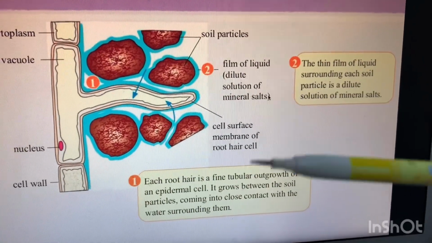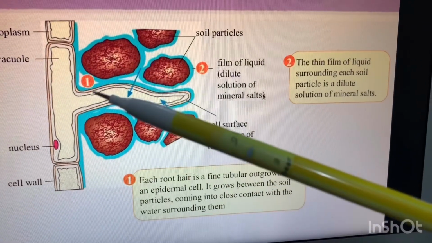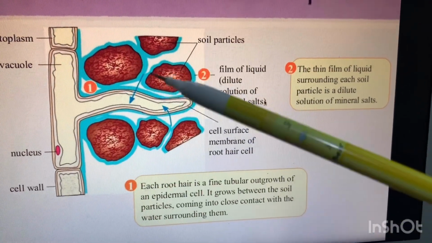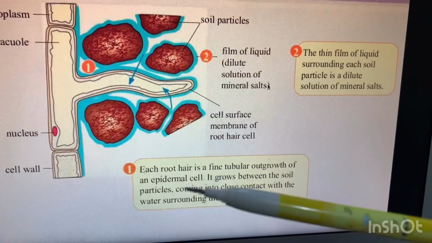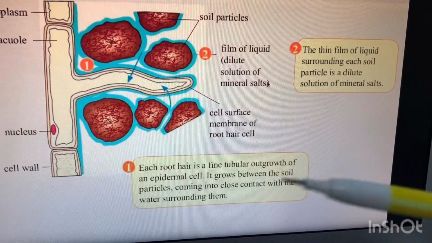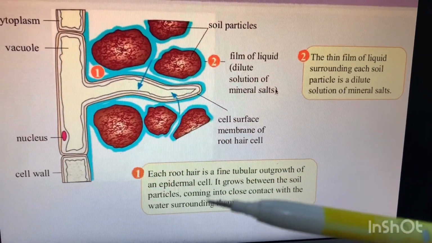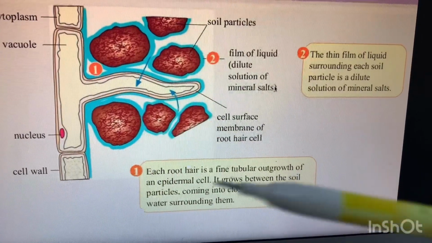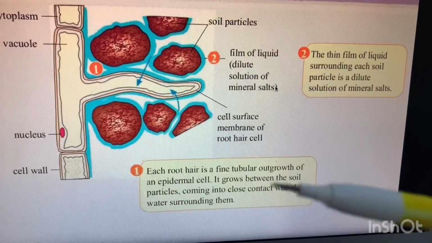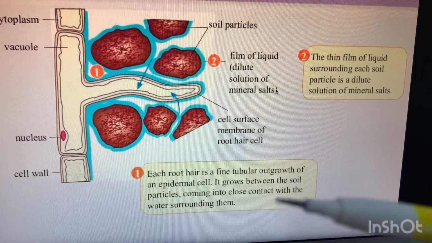Number one, what they are trying to explain here is that each root hair is a fine tubular outgrowth of an epidermal cell. It grows between the soil particles, coming into close contact with the water surrounding them.